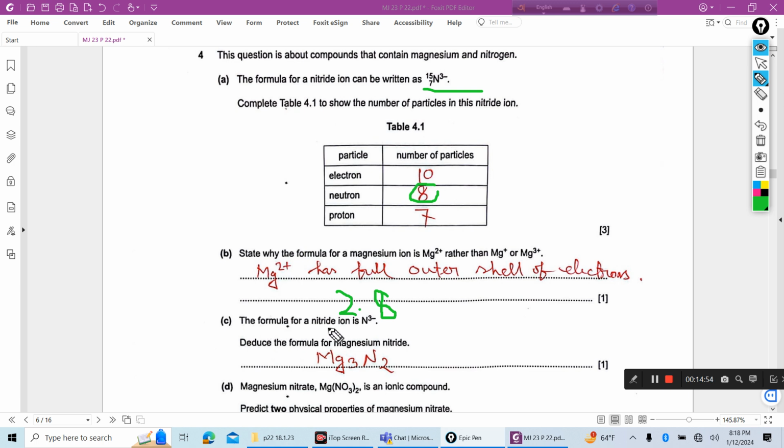See the formula of the nitride ion, N3-. Deduce the formula of magnesium nitride. Magnesium's valency is 2, so this 2 is for magnesium, and nitrogen's valency is 3. That's why the magnesium nitride formula will be Mg3N2.